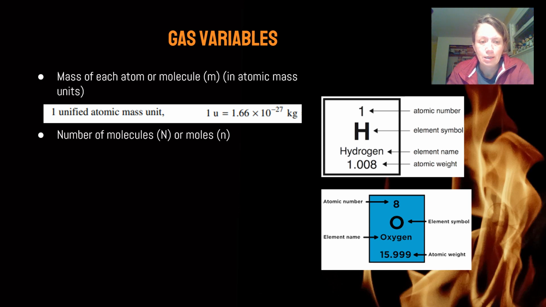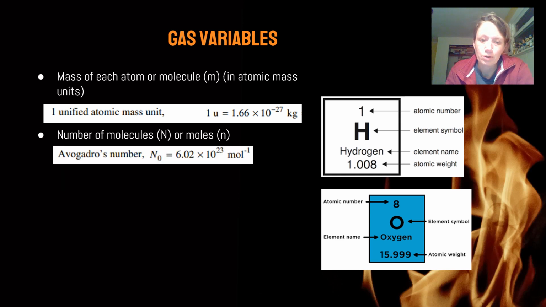Sometimes we're interested in the number of molecules, which is big N, or the moles of a molecule, which is little n. Number of molecules is if you could actually count up all the gas molecules. Usually you can't, so we usually measure gas in moles, which is kind of like a molecular dozen, except it's a whole lot more than a dozen. A mole of anything is 6.02 times 10 to the 23rd of that thing, and that's known as Avogadro's number, also on your equation sheet.